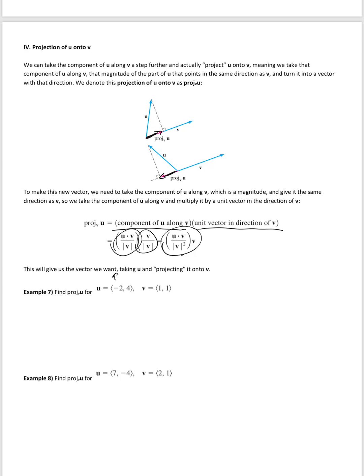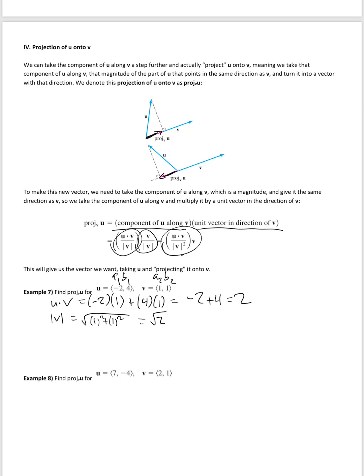We have two vectors, so I'll label them first, of course. To find the projection of u onto v, we need the dot product, u dot v, and then we will need the magnitude of v. So we need these two things. We'll start with the dot product: multiply the a's together, and then multiply the b's together and add them. We get negative 2 plus 4, which is 2. And then the magnitude of v is the square root of 1 squared plus 1 squared, square root of 2.